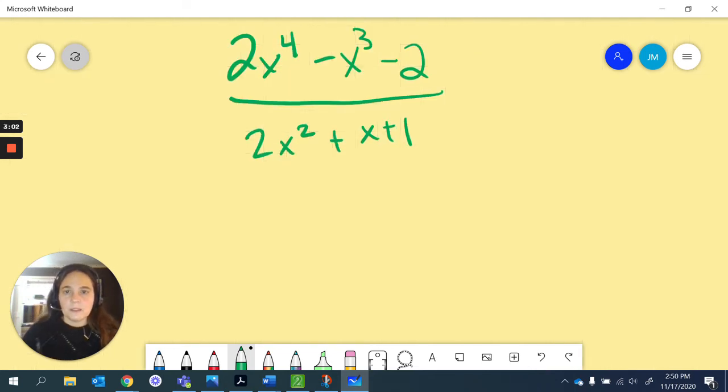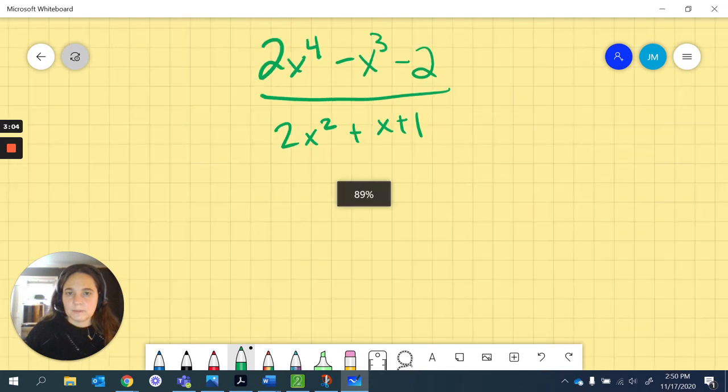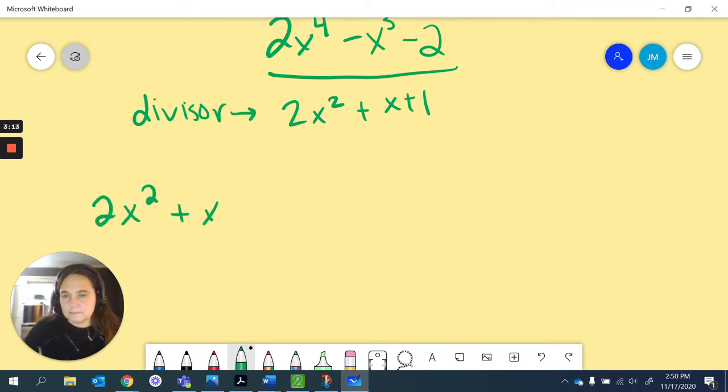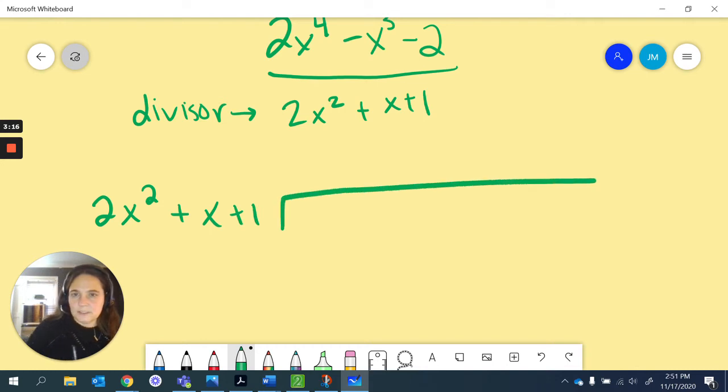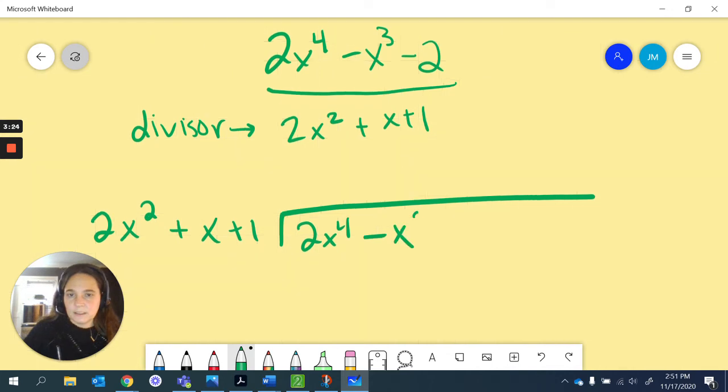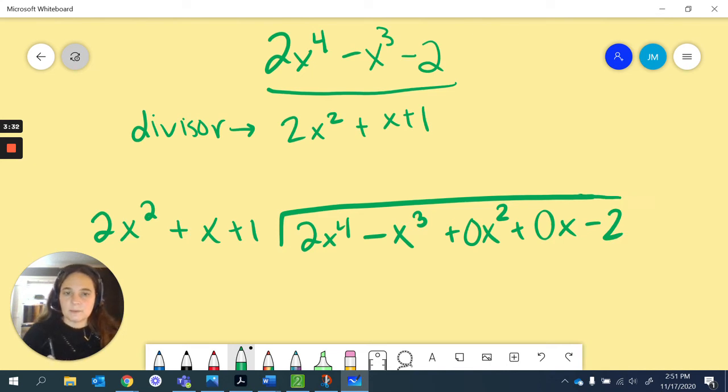When you go to set up your problem, the divisor, the one on the bottom, goes on the outside, and your dividend goes on the inside. Now, it is helpful to have placeholders. Do you see how we have the exponent of 4 and then the exponent of 3, but there is no x squared term and there is no x term? So it's helpful for organization to have those placeholders.